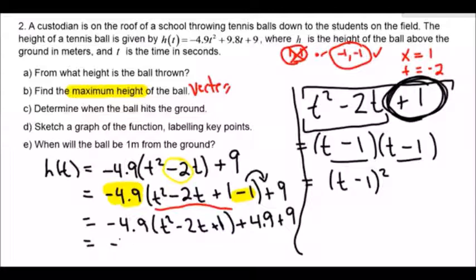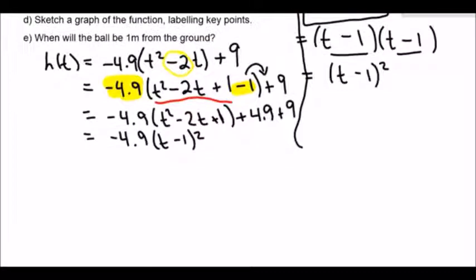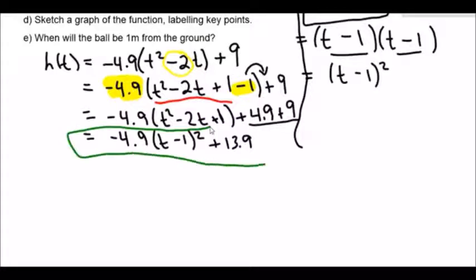So now I have my perfect square trinomial. So now's the point where I factor it into a beautiful squared binomial. And here I can just do 4.9 plus 9 is 13.9. So there's my equation, and let's highlight it for emphasis here. There is the exact same equation I was given, but it's now in vertex form. And because it's in vertex form, I can tell you that the vertex is at 1, 13.9.